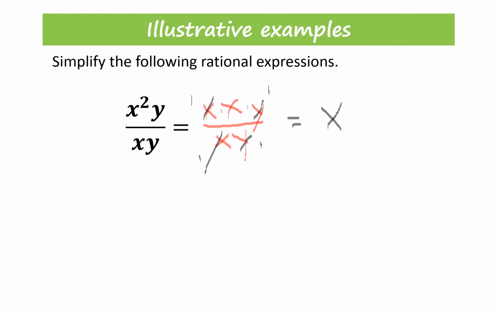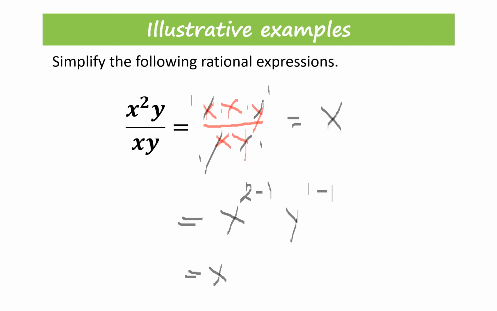Or yung other method natin, applying the quotient rule. So, that will be x raised to, ano yung mga exponent ng x natin sa numerator? That is 2 minus the exponent of the denominator, which is 1. And how about for y? The exponent is 1 and the denominator is also 1. Okay, so here, final answer. So x will be, okay, 2 minus 1 is 1.